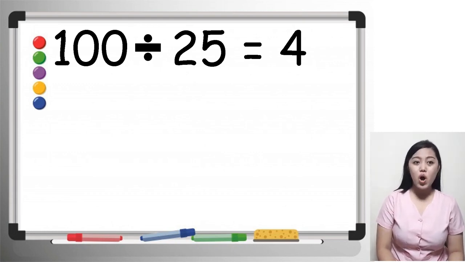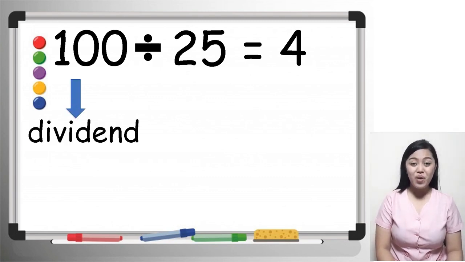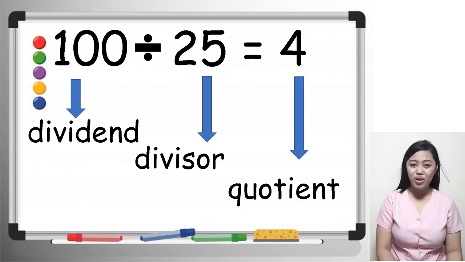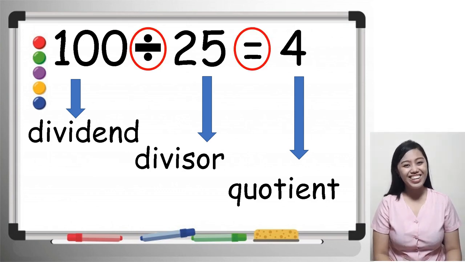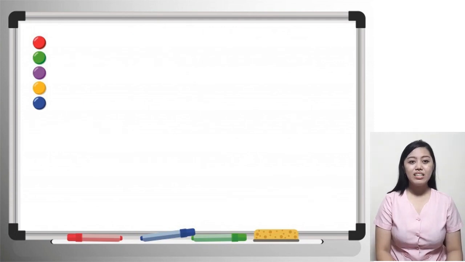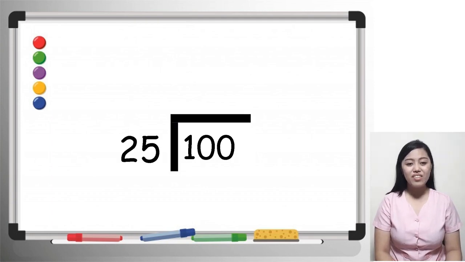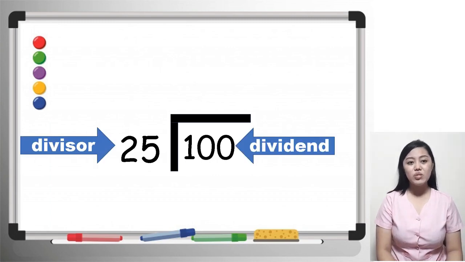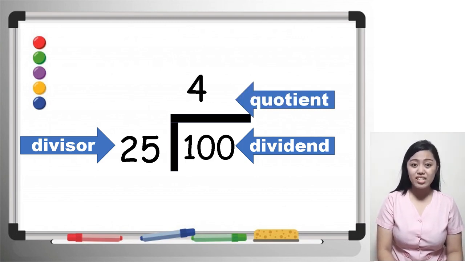So we have here 100 divided by 25 equals 4. 100 represents our dividend, 25 represents our divisor, and 4 is our quotient. Don't forget to use the division symbol and equal sign. So, another example with another symbol: 100 divided by 25. 100, again, is our dividend, 25 is our divisor, and the answer for the division process is called the quotient, which is 4.